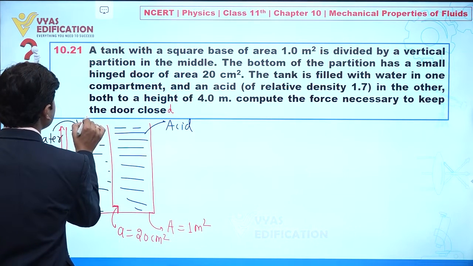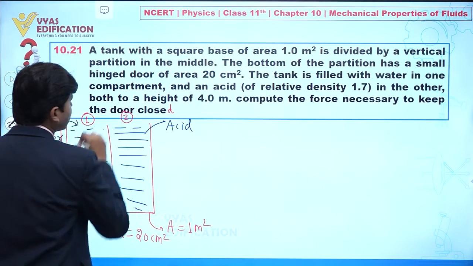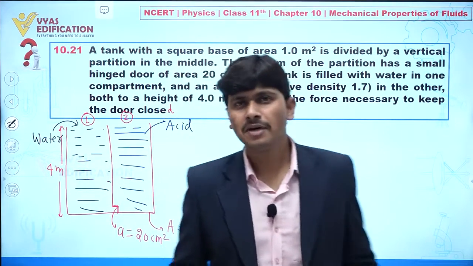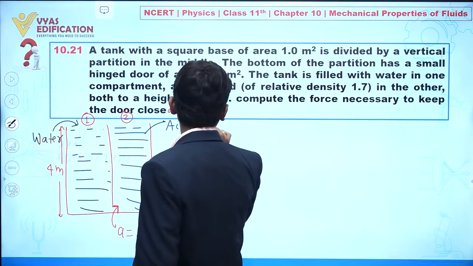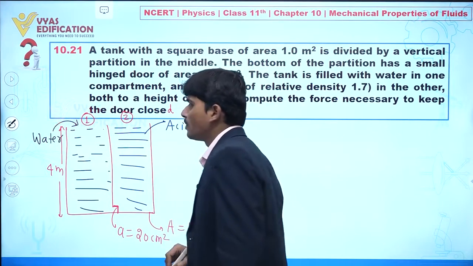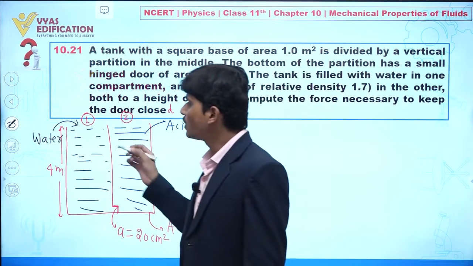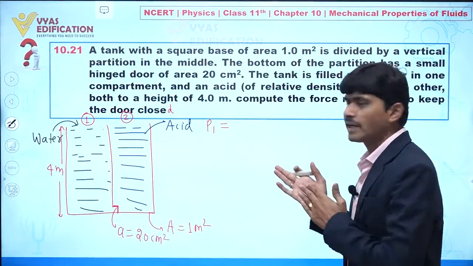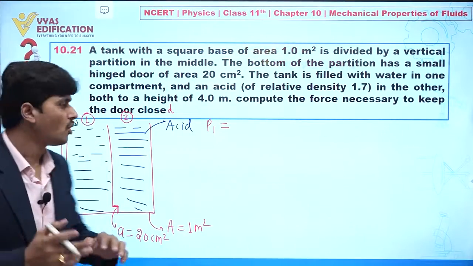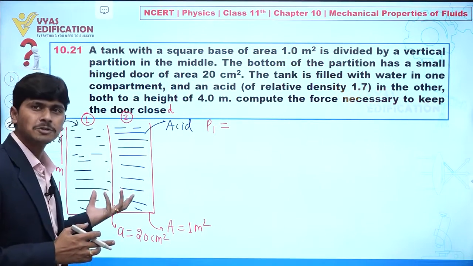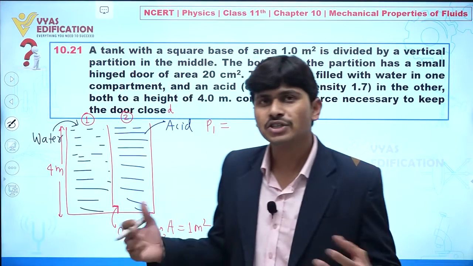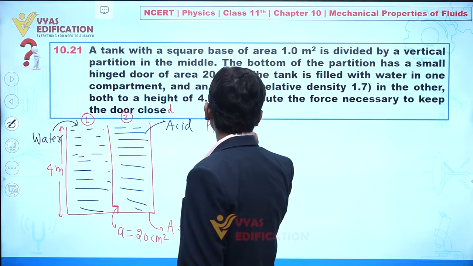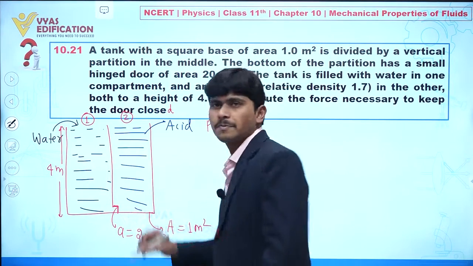Let's suppose this is part 1 and this is part 2. First of all I am calculating the pressure due to part number 1, so I can write P1. Directly you can take atmospheric pressure here, or you can also take gauge pressure. Why? Because atmospheric pressure will come at both sides, so definitely it will be cancelled out. So I am writing this is gauge pressure, this is rho gh.